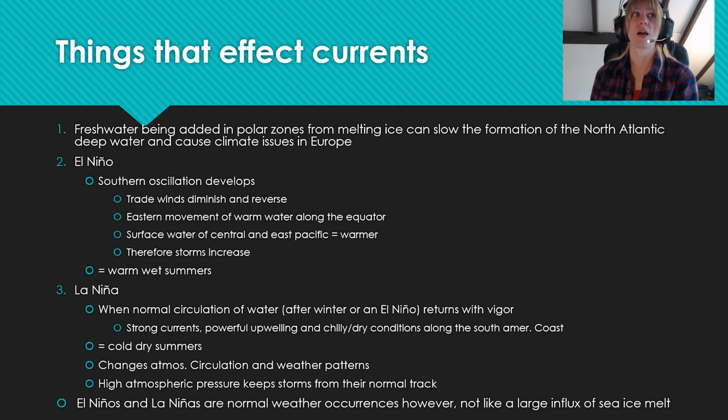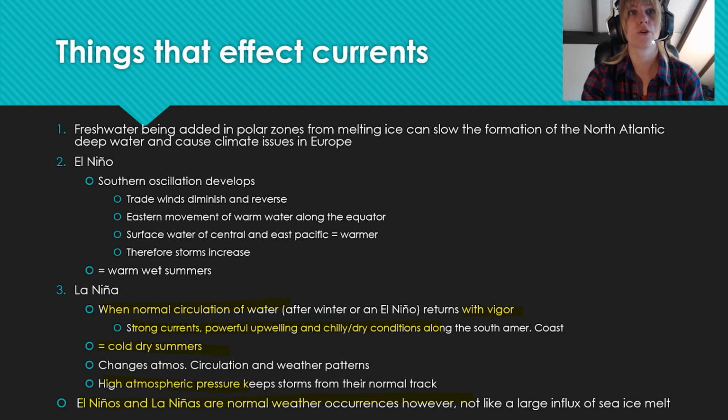La Niñas are when the normal circulation of water returns with vigor after an El Niño. This causes strong currents, powerful upwelling, chilly, dry conditions, and basically it leads to very cold, dry summers. This change in atmospheric circulation and weather patterns results in high atmospheric pressure zones, which will keep storms from their normal tracks. So storms that would have normally hit South America now are deflected north to Alaska, Washington, or even across to China and Japan and Indonesia.